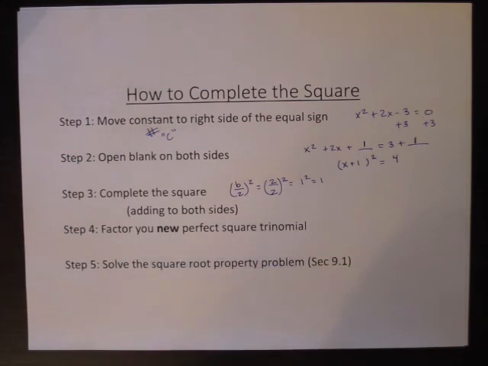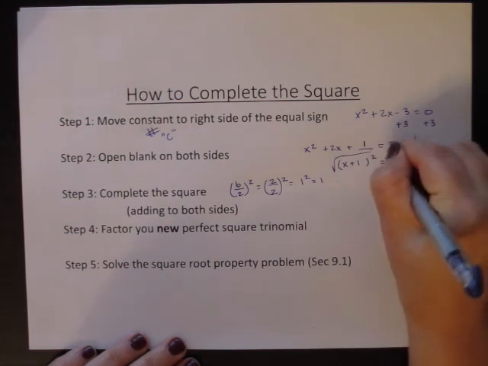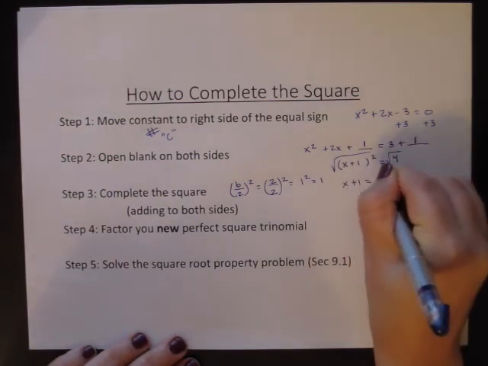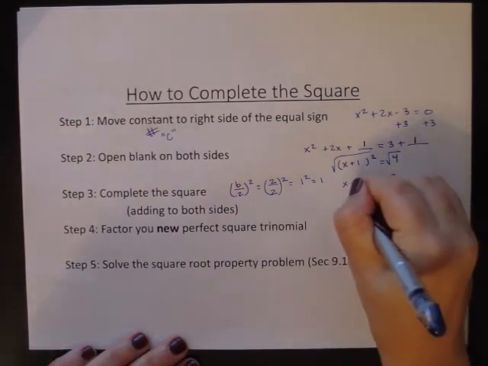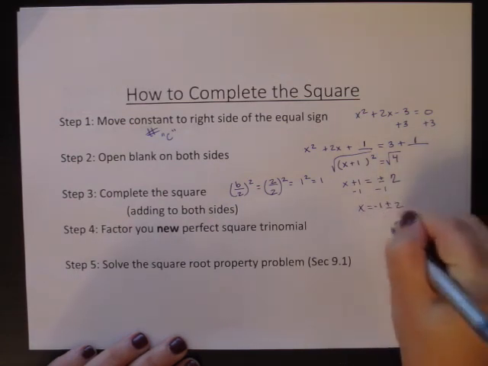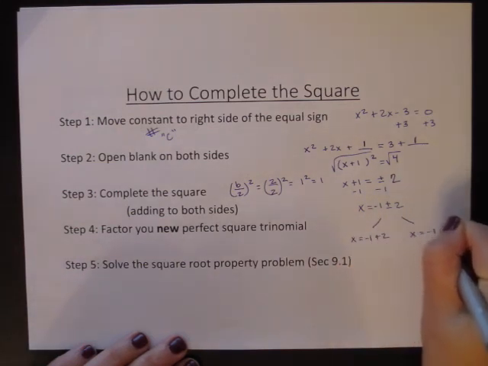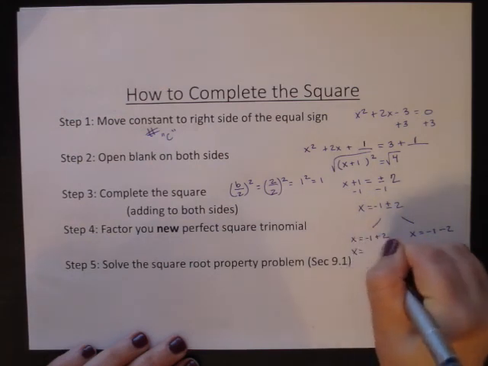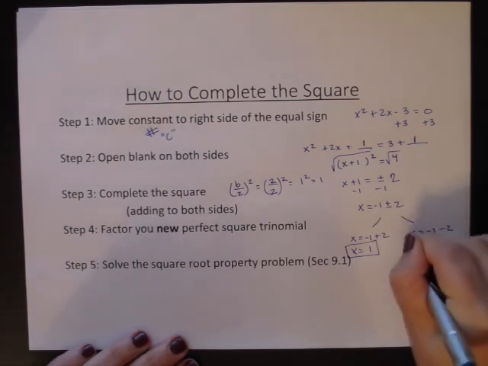So now we got to factor the new perfect square trinomial. I'm sorry, that's what we just did. So now what we got to do is we got to solve using the square root property. So we're going to take the square root on both sides. So we got x plus 1 equals, we put the square root in, so plus or minus 2, because that's the square root of 4. I'm going to subtract 1 on both sides, so x equals negative 1 plus or minus 2. Then I've got to break it up, so x equals negative 1 plus 2, x equals negative 1 minus 2, so x equals a positive 1, or x equals negative 3.